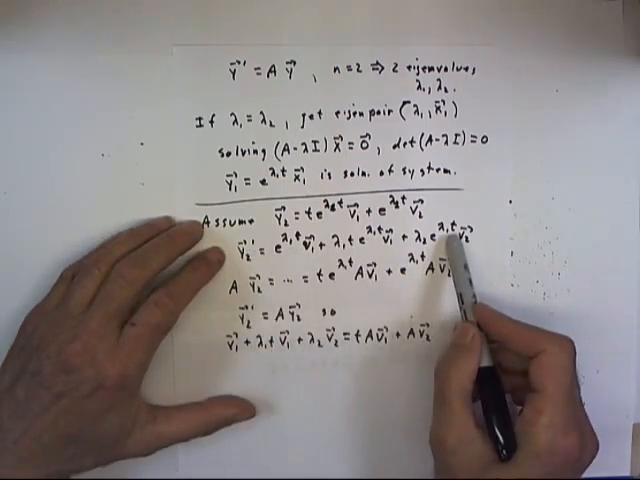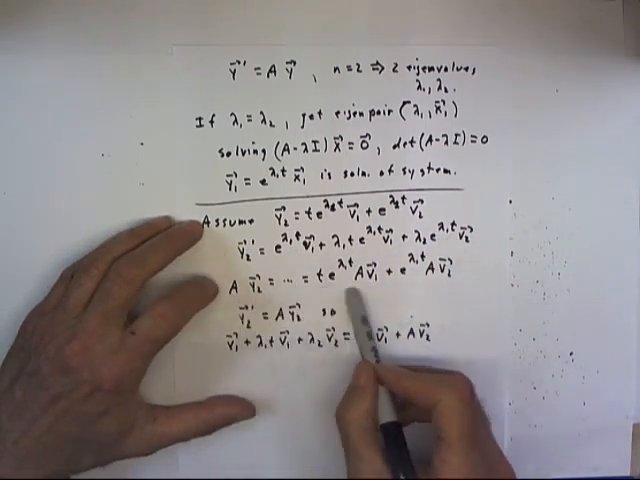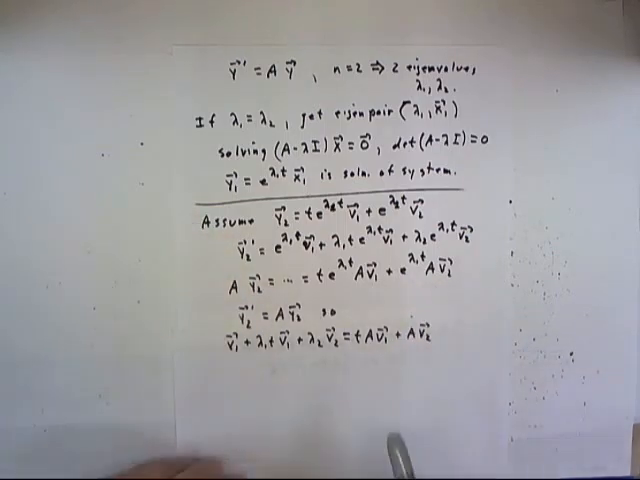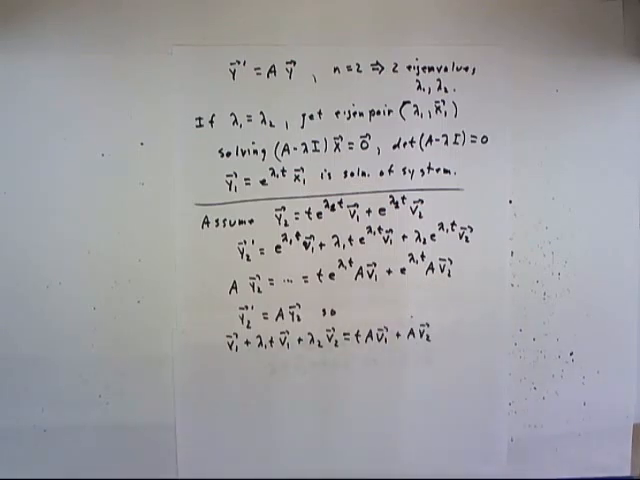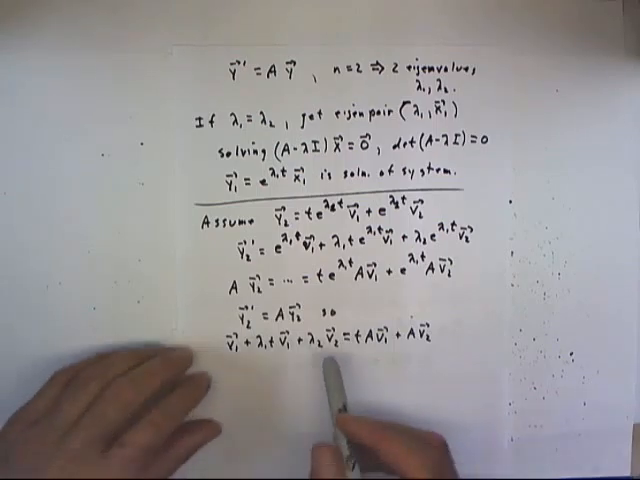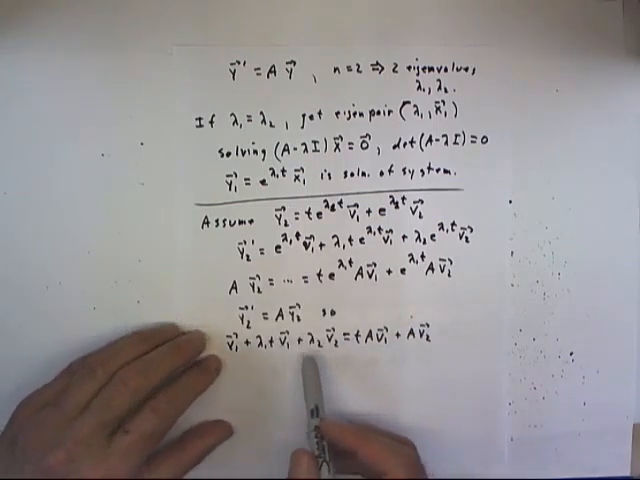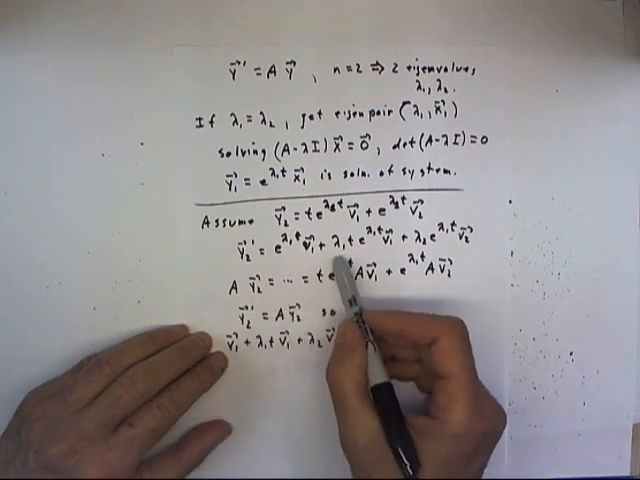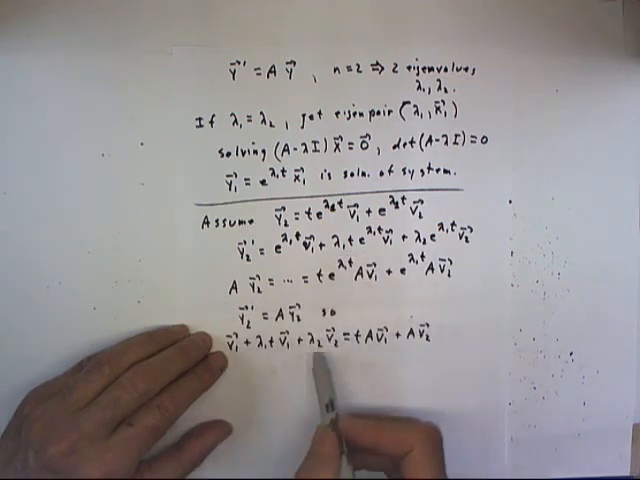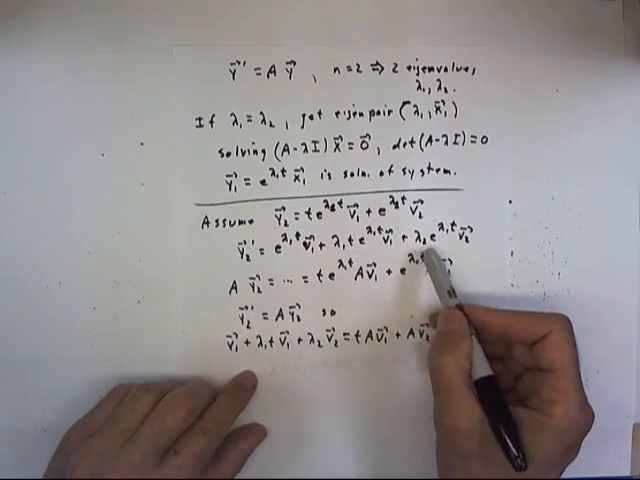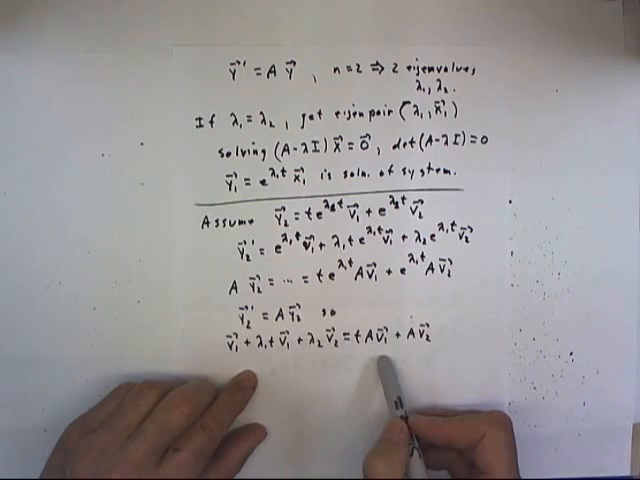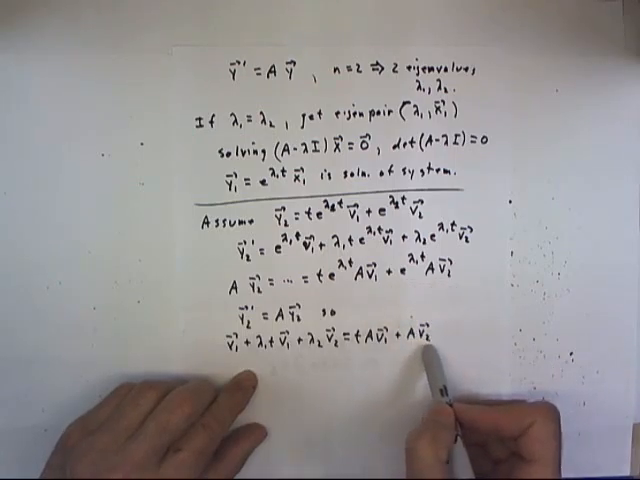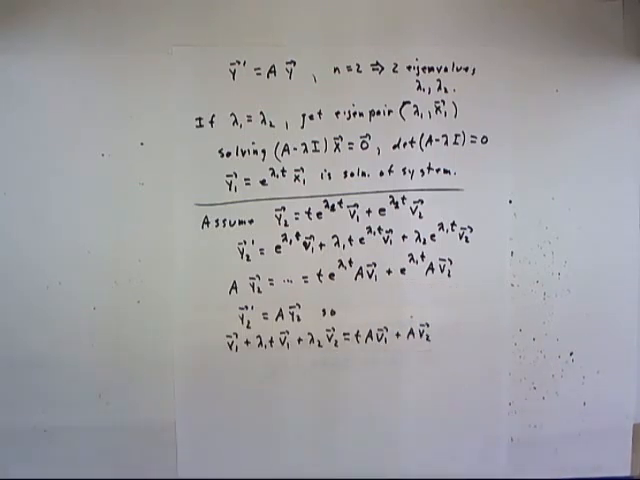Setting y2 prime equal to A y2 in this expression, we see that every term has the common factor e to the lambda 1 t. We can divide that factor out since it can't be 0. And that leaves us with the v1 here, the lambda 1 t v1 here, the lambda 1 v2 here, the t A v1 here, and the A v2 here, giving us this equation.